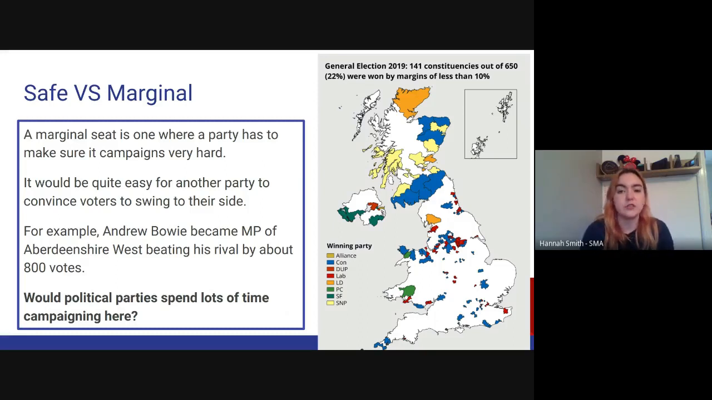The coloured areas that you see on that map there are the areas that won by a margin of less than 10%. Example here is Andrew Bowie, who became an MP for Aberdeenshire, West and Kincardineshire in the last election. He was actually elected in 2015 and held the seat. However, his majority dropped. He had a really strong majority in 2015, but in December it was about 800 votes.